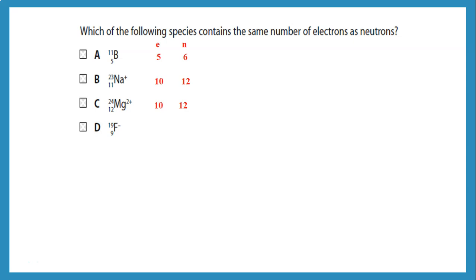Magnesium 2 plus, magnesium originally had 12, it lost 2 of them, so that is 10. Number of neutrons is 24 minus 12. Again, that's not my answer. Now, the last one is our answer, since it has originally 9 electrons, but this is F minus, so it now has an extra electron, so they are 10. 19 minus 9 also gives 10 neutrons, so that is our answer.